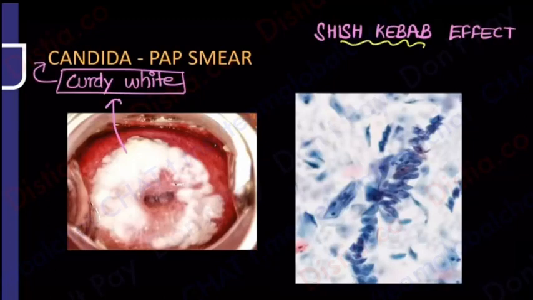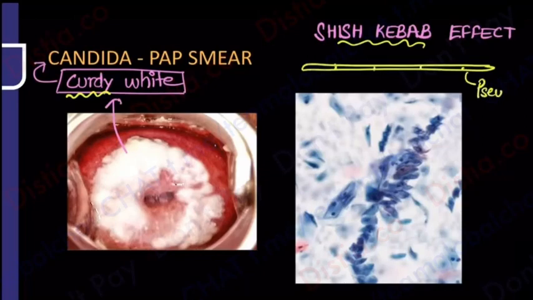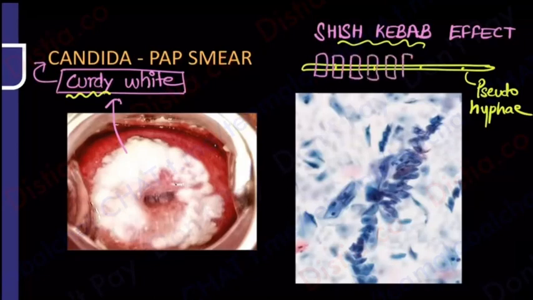So shish kebab and curd are ruined from today onwards, because candida looks like curdy white, and shish kebab will tell you there is a skewer, a stick, right, on which you put all the pieces of kebab. That stick is referred to as the pseudo hyphae of candida. And where are those pieces of kebab? You can very well see these different pieces of kebab. These pieces of kebab are nothing but the epithelial cells of the cervix. These are the cervix cells which have stacked up like pieces of kebab.